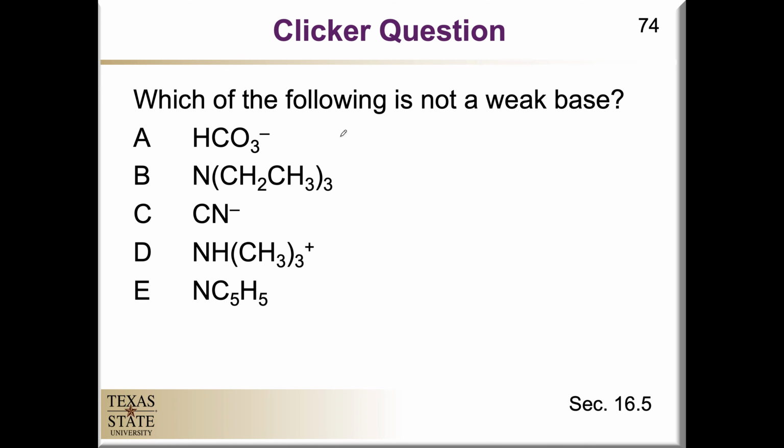Okay, so hopefully you were able to look at this and at least recognize that A and C, at the very least, are weak bases. Why? Because this one, A, is basically a conjugate base of a weak acid, and that was one of our categories of weak bases. Conjugate base of a weak acid. All right, so that was not the answer. Same thing with this one, right? This is a conjugate base of a weak acid.